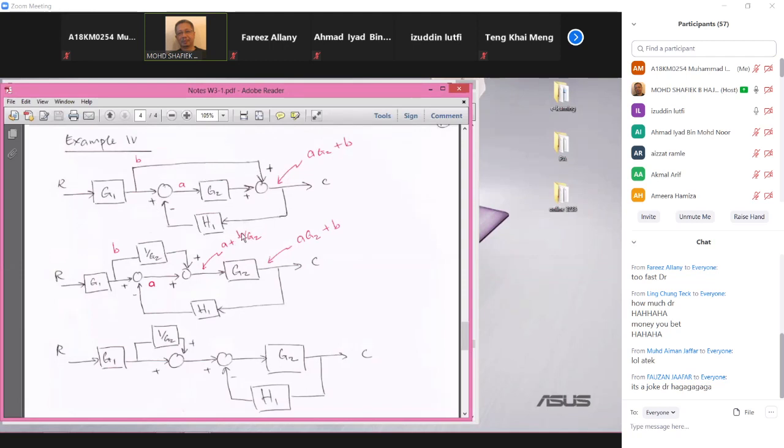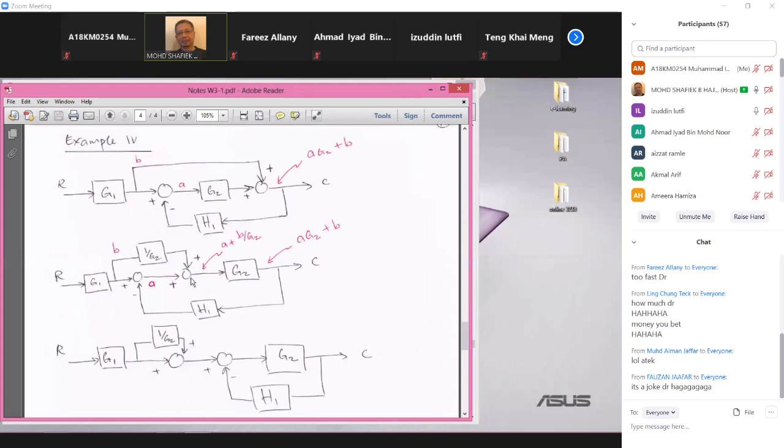How are you going to simplify this? So my idea is to move this summing junction from in front of the block to behind of the block. If you look at the signal, let's say this is B, this is A. The signal coming here is A multiplied by G2 plus B. So you don't want to change that. You want that to remain A multiplied by G2 plus B even after you have moved the summing junction behind of the block.